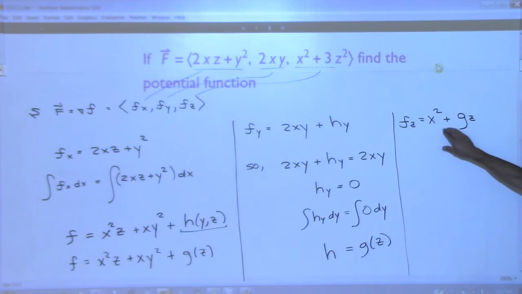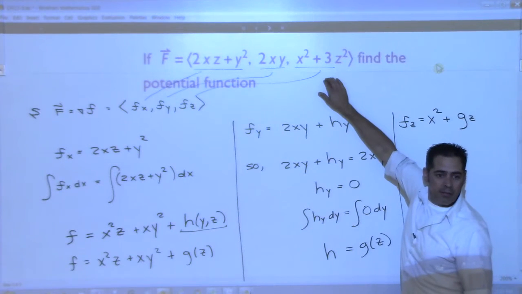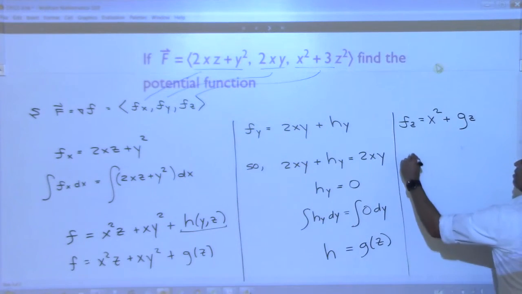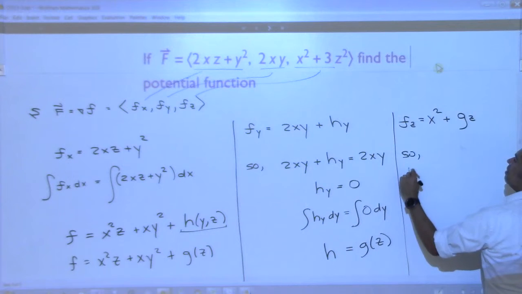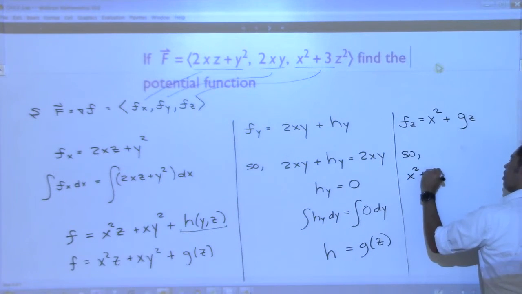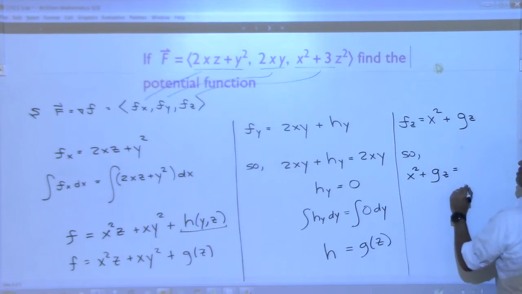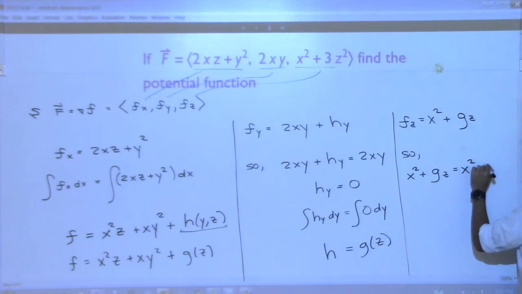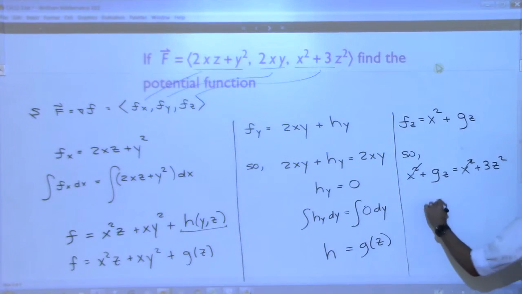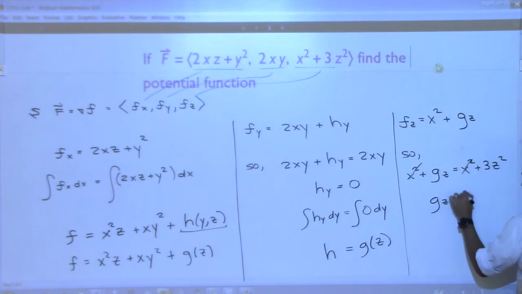But we need this to match that, don't we? So we have that x squared plus partial of g with respect to z must equal x squared plus 3z squared. And these x squareds cancel, and that means the partial of g with respect to z must be 3z squared.